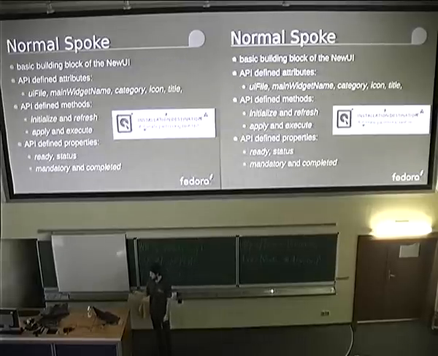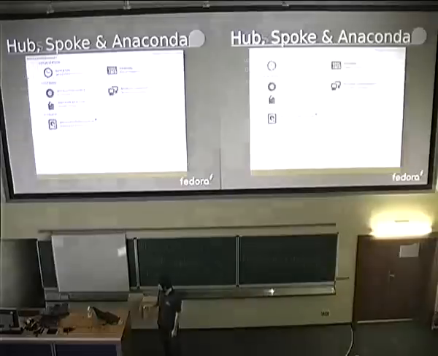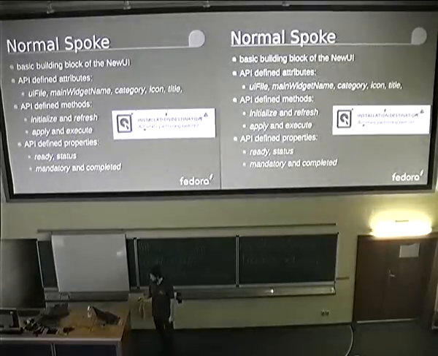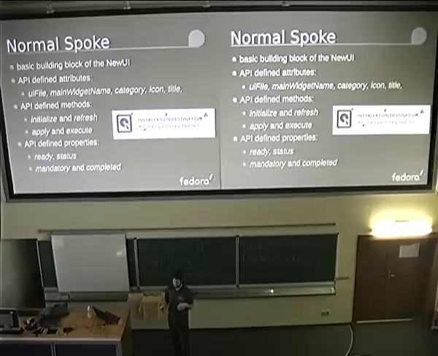The basic building block of the new UI is this normal spoke. The piece of the hub that represents the spoke information looks like that. As I've said, I won't encourage you to write Anaconda add-ons, so I will briefly introduce you to the API that is defined for spokes, because that is the part of the UI that add-ons should support. We really don't encourage you to provide hubs and standalone spokes, because things get really complicated. Somehow the dependency solving between the standalone spokes and hubs gets complicated. And also it is a step back to the wizard model instead of the hub and spoke model.